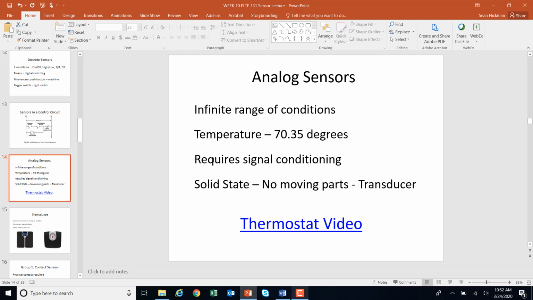Analog sensors require some signal conditioning. Likely they're going to take some electronic signal and process it and give you a value. Typically they're solid state. There are no moving parts, and they're going to require a transducer. So go ahead and take a minute here and watch my thermostat video so that you can understand what we're talking about there.